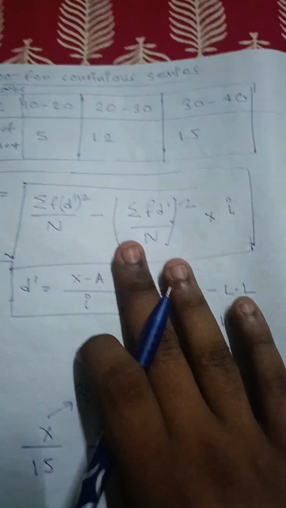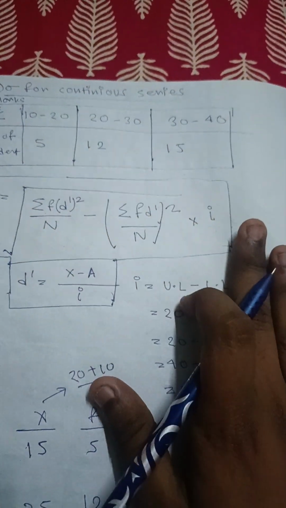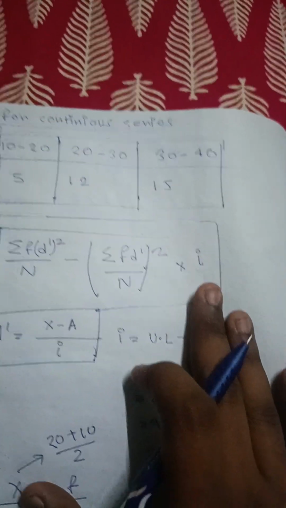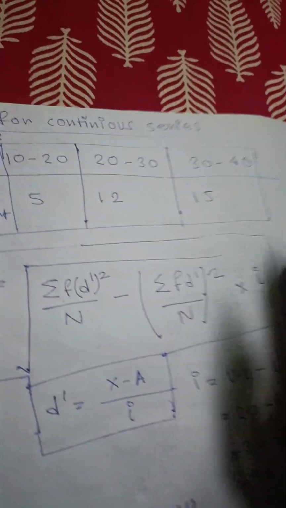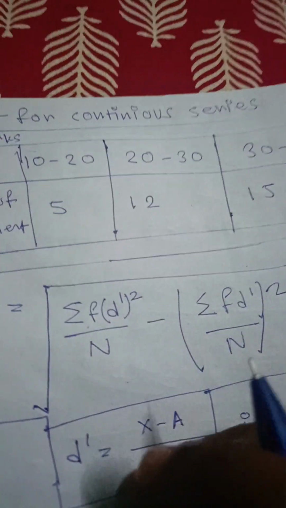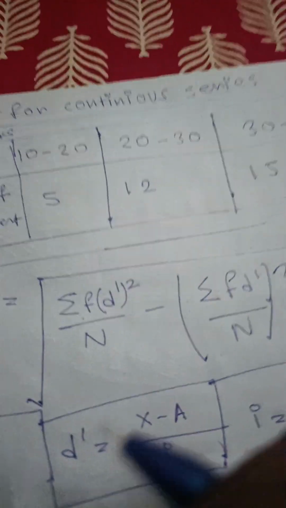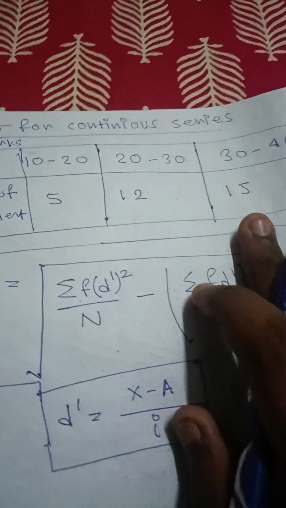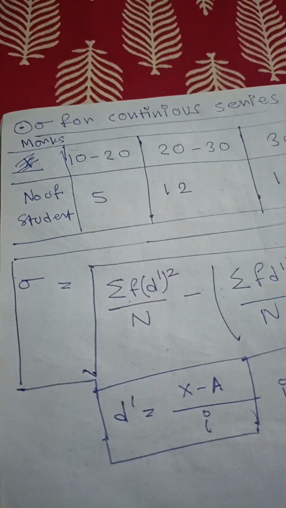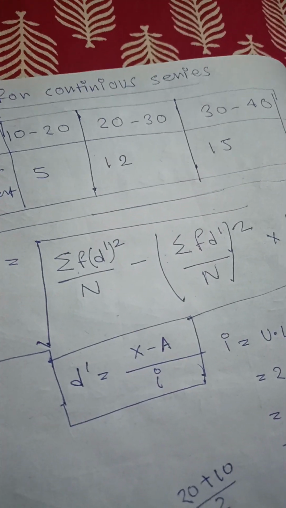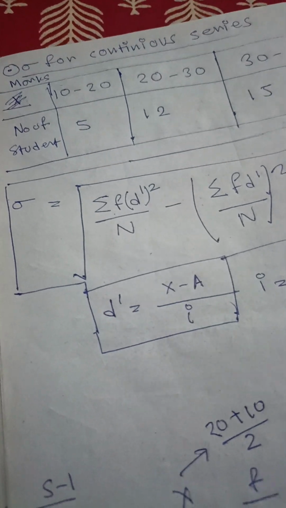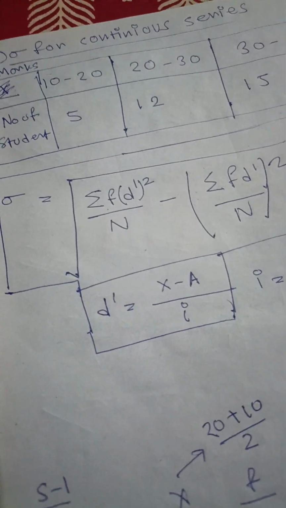So yes, that was all about discrete series. Now we are moving ahead to continuous series. For continuous series there is another formula, again you don't have to remember it. For continuous series there is only one formula, so chill. As there is only one formula, we don't have to find the mean initially.